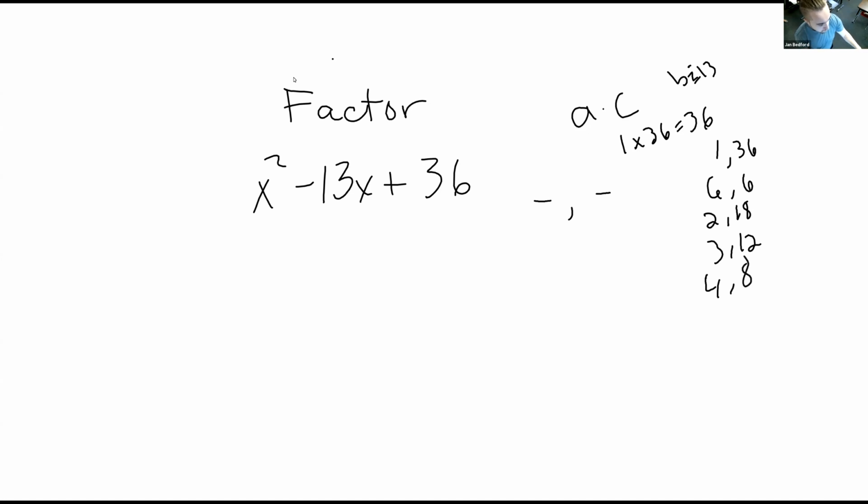What else? 4 and 9. That multiplies to give me 36. Would that add to give me 13? Yes. You can use a calculator to help you. You can take 36 and just start dividing numbers to see which ones go evenly. That's a smart thing to do.